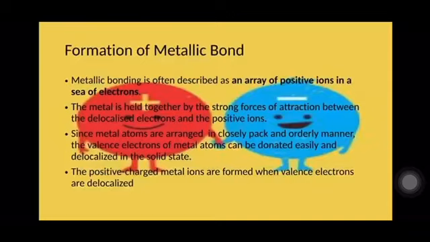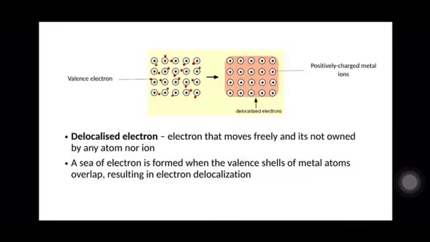So bila dia delocalize, maksudnya elektron berpindah ke adjacent dia punya metal atom. Maksudnya yang tepi ni berpindah ke tepi ni. So bila dia berpindah, dia telah create metal atom itu untuk menjadi positive charge metal ions. Alright? So bila valence electron dia delocalize. So apa maksud delocalize ni? So delocalized electrons ni maksudnya electrons dia move freely dan it is not owned by any atom or ion.